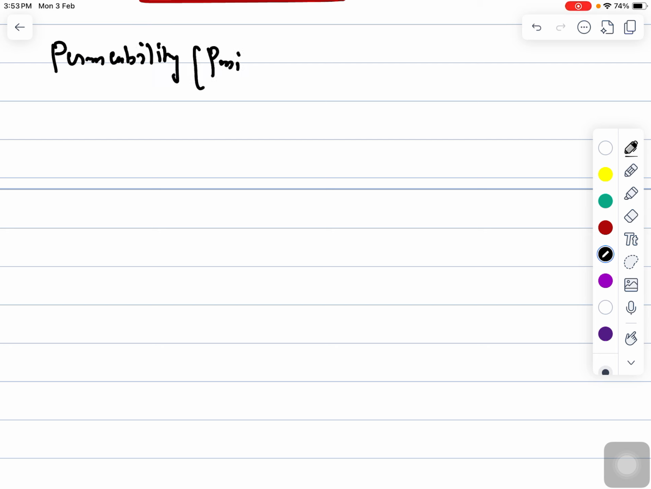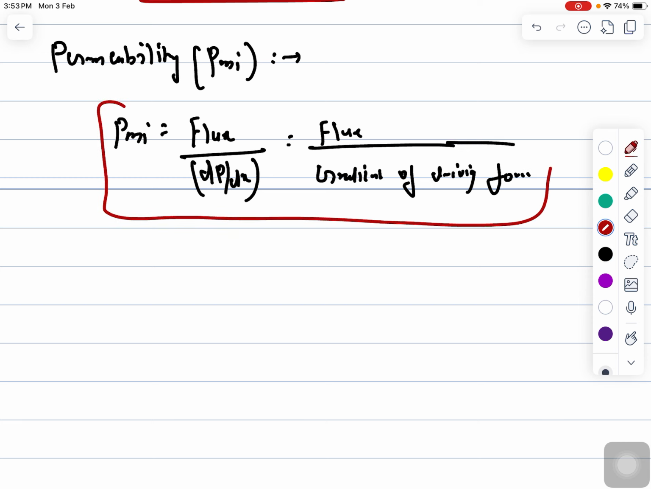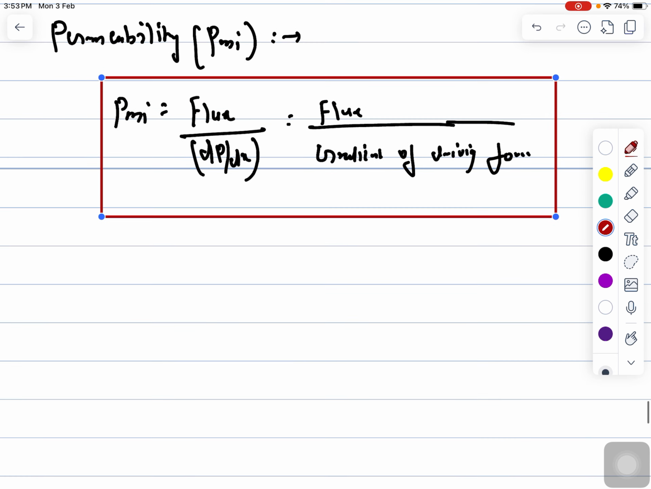That is denoted as PMI. So permeability can be defined as flux upon dP divided by dx. So you can write flux divided by the gradient of the driving force. Here the driving force is pressure, that's why there is a gradient of the driving force, that is del P by del X. So permeability can be defined like that.